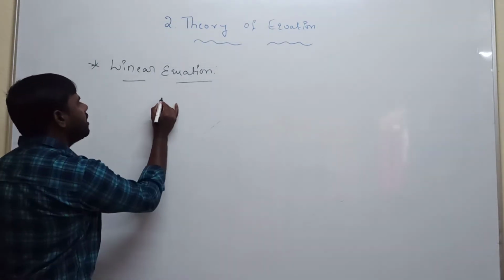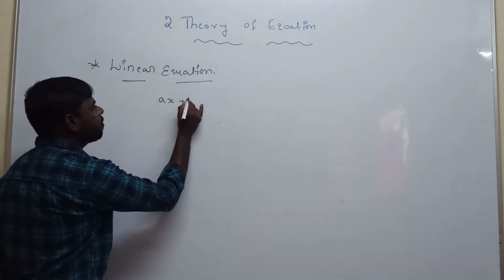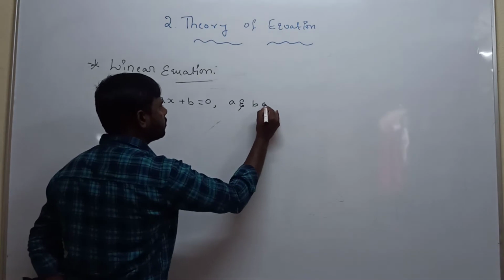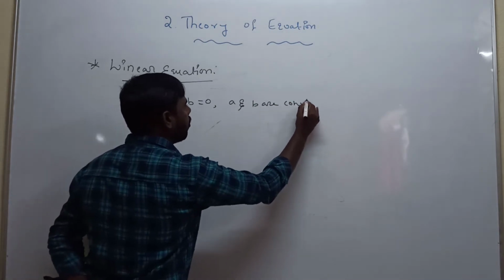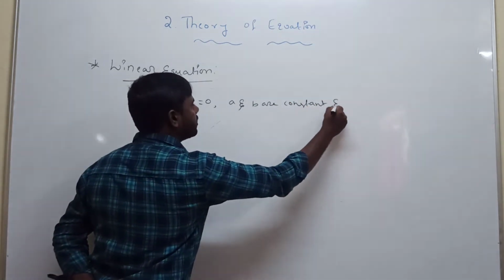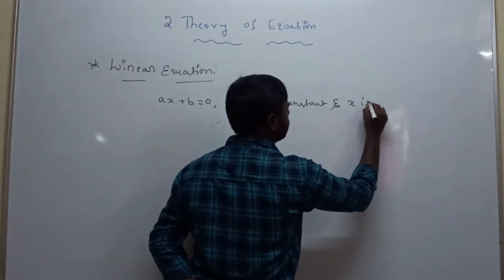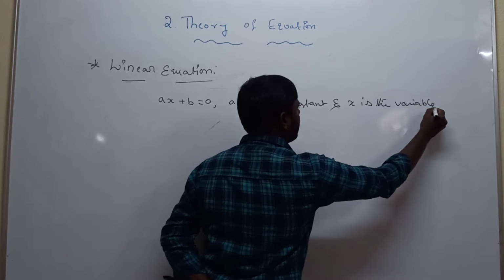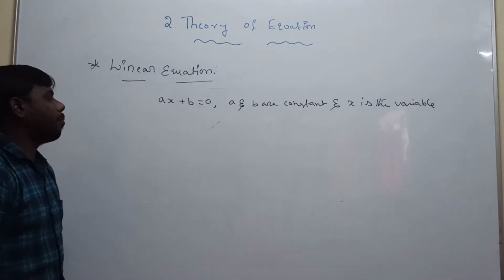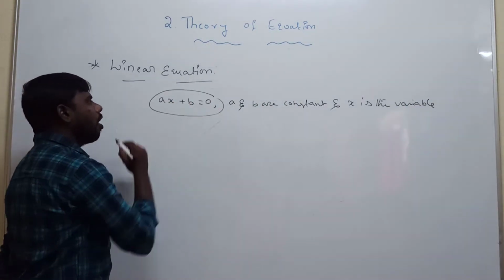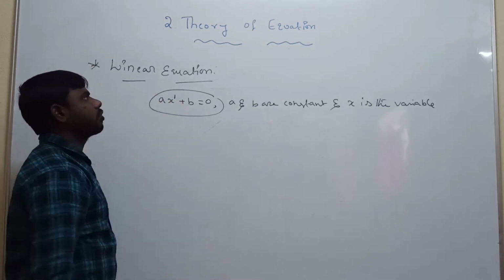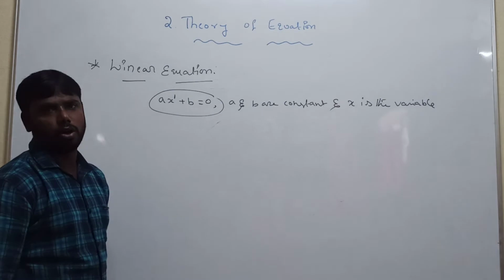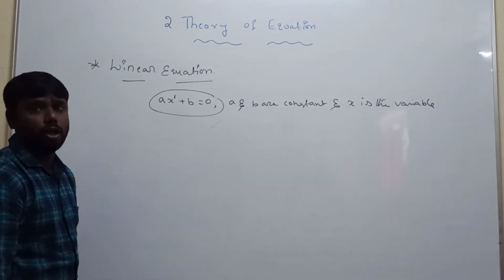The linear equation is ax plus b is equal to 0, where a and b are constants and x is the variable. So what is the definition of the linear equation? The polynomial equation of degree 1 is called a linear equation. Here a and b are called constants, x is the variable.